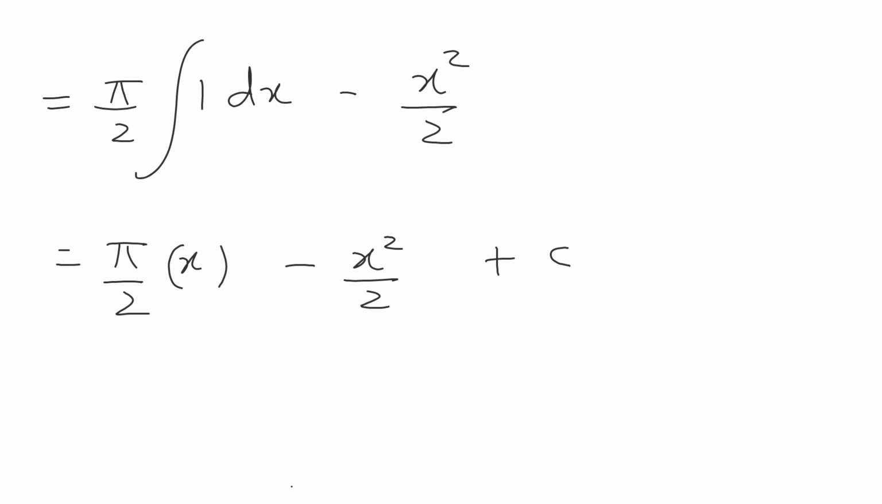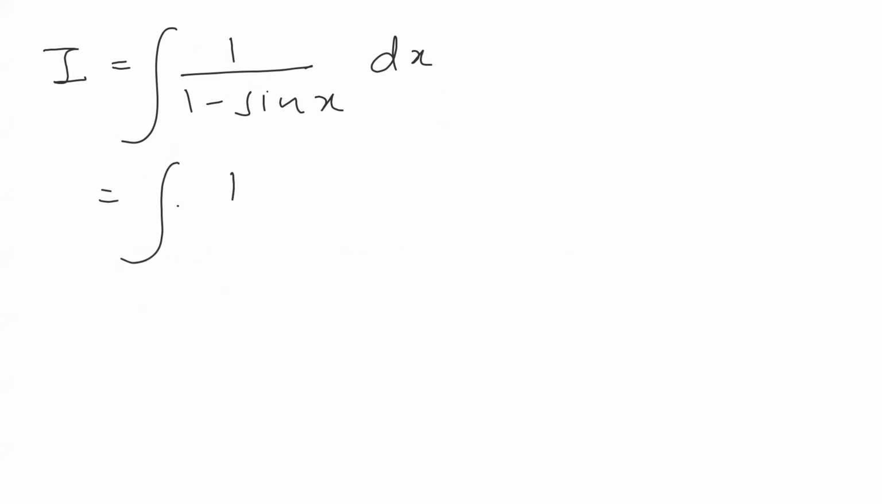Okay, next one. Integration of 1 upon 1 minus sin x. Now, if we have 1 plus sin x or 1 minus sin x in the denominator, I would insist that you people should take the conjugates and multiply and divide. Conjugate of the denominator, that is rationalization. And this is only for 1 plus sin or 1 minus sin in the denominator.